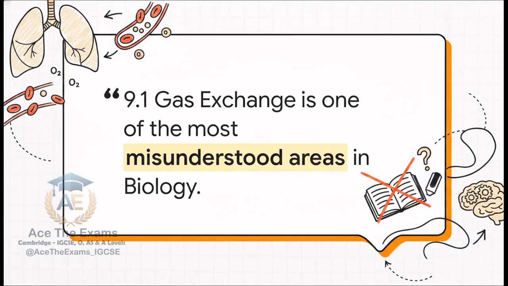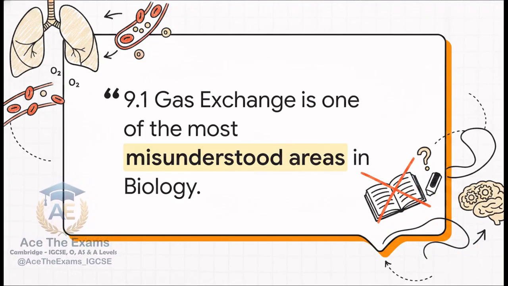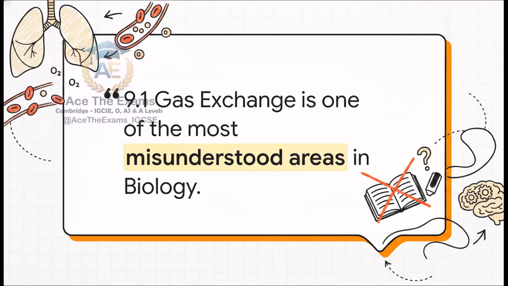A senior examiner recently pointed out that 9.1 gas exchange is literally one of the most misunderstood areas in the entire Biology 9700 syllabus. Why? Well, they noted that students consistently struggle with applying concepts to unfamiliar contexts. This completely proves that your ordinary revision, just reading the textbook and highlighting key terms, completely fails you when you sit down for the actual exam. It just doesn't prepare you for the novel, weird, complex scenarios the examiners are about to throw your way.